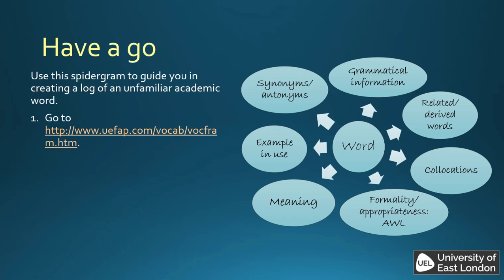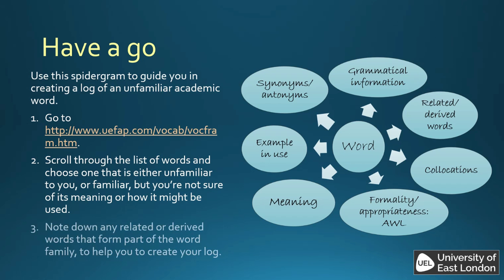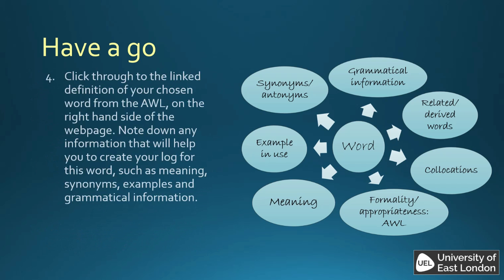Step 2. Scroll through the list of words and choose one that is either unfamiliar to you or familiar but you're not sure of its meaning or how it might be used. Step 3. Note down any related or derived words that form part of the word family to help you create your log. Step 4. Click through to the linked Cambridge Learners Dictionary entry for your chosen word from the AWL on the right-hand side of the web page. Note down any information that will help you to create your log for this word, such as meaning, synonyms, examples, and grammatical information.